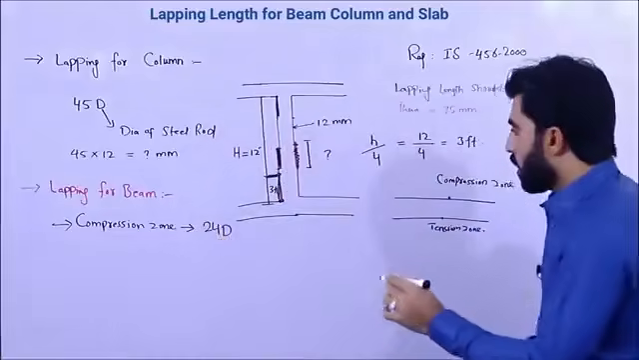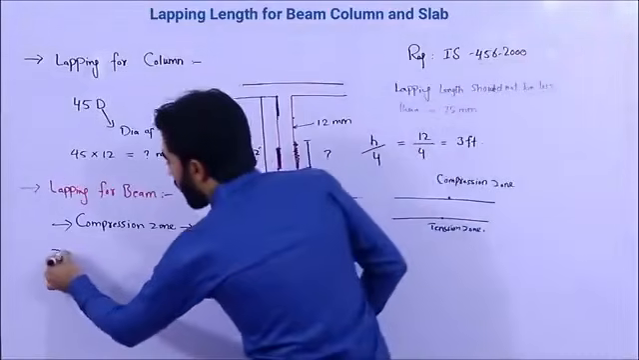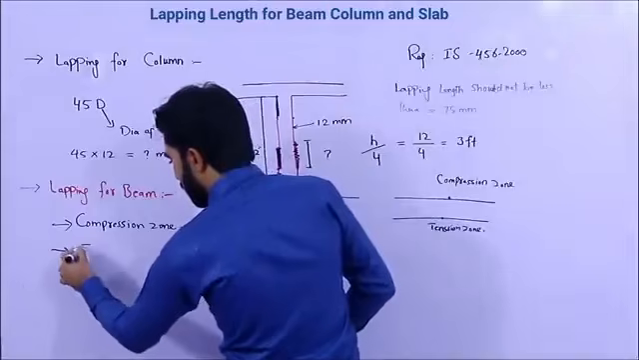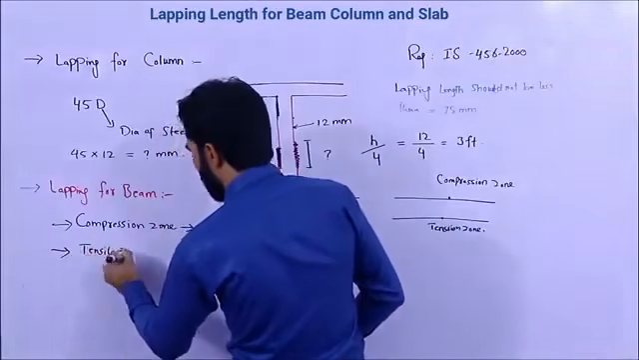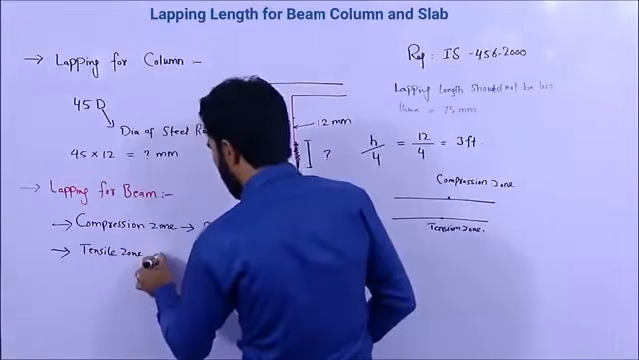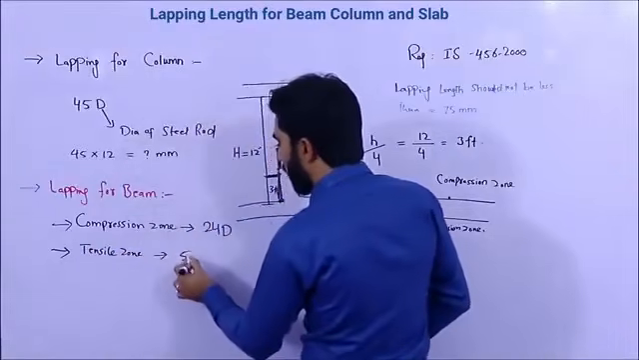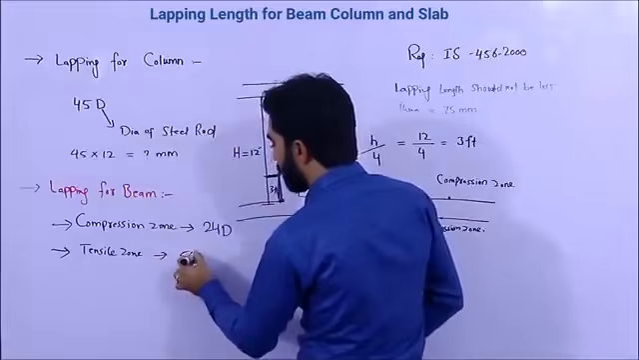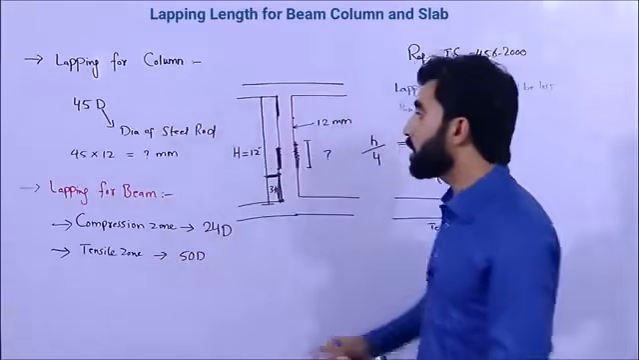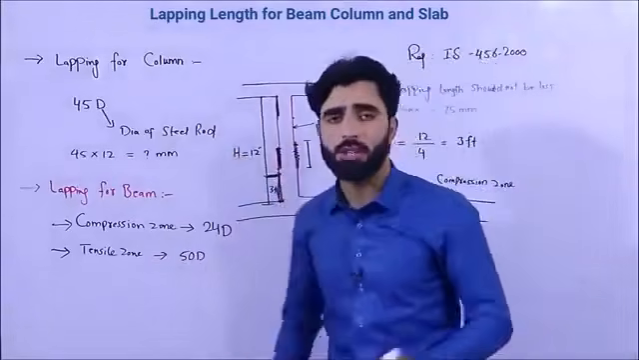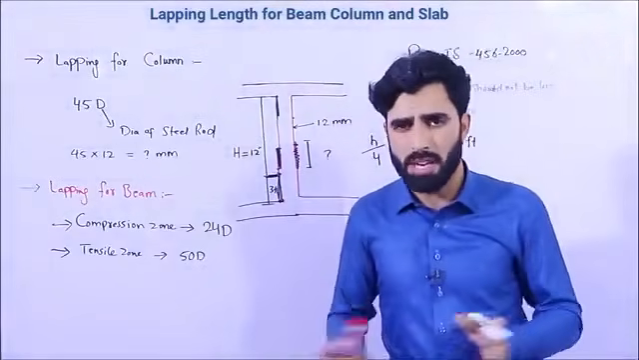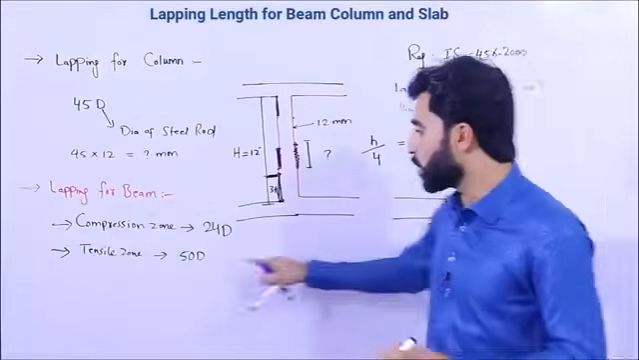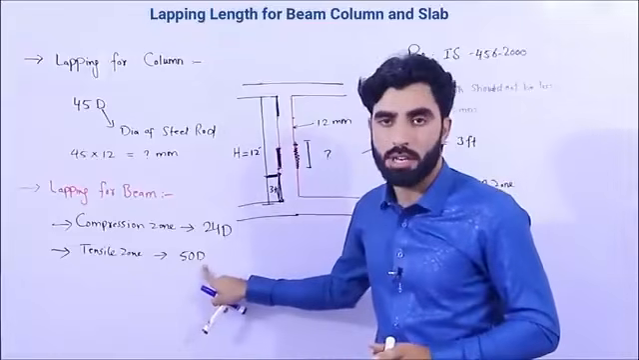Here for the tensile zone or tension zone, you can say, we should provide the lapping with the formula of 50D. As I told you before, D means diameter of steel rod. For example, if the diameter of the steel rod is 16 mm or 20 mm or 24 mm, anything, the D should be diameter of steel rod in millimeter.